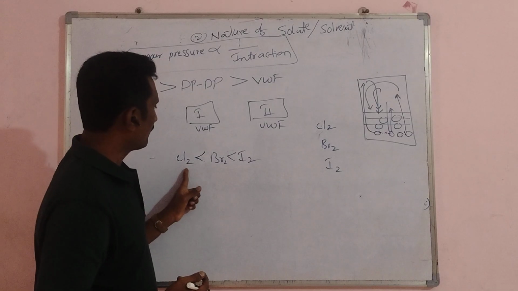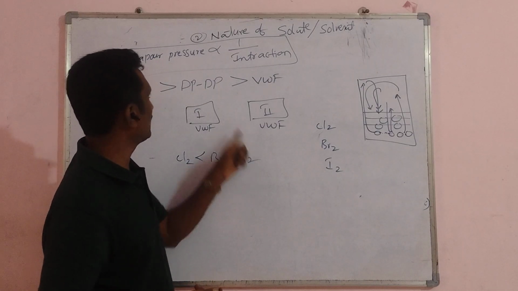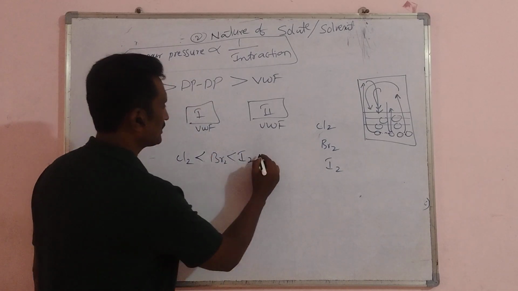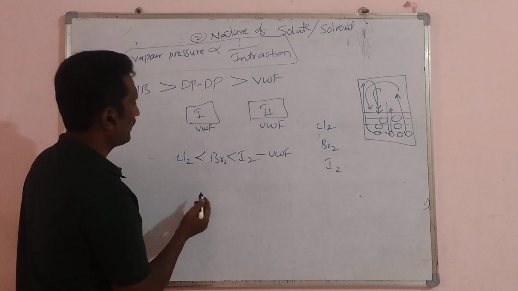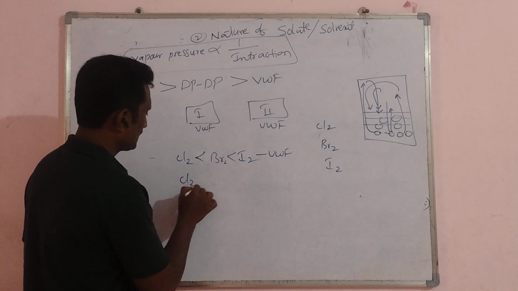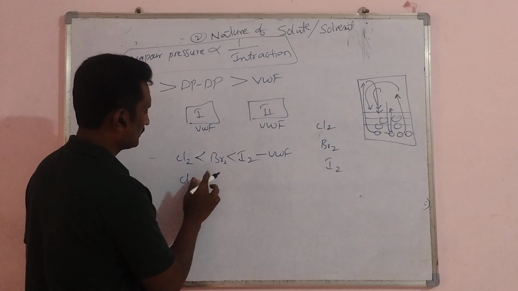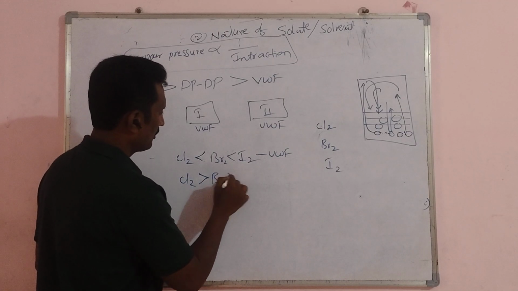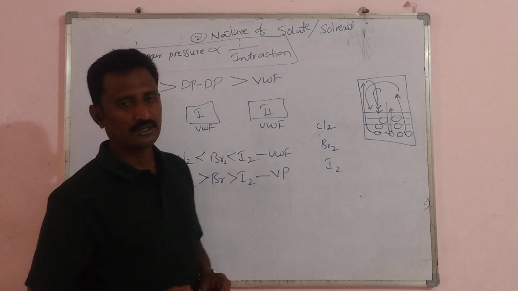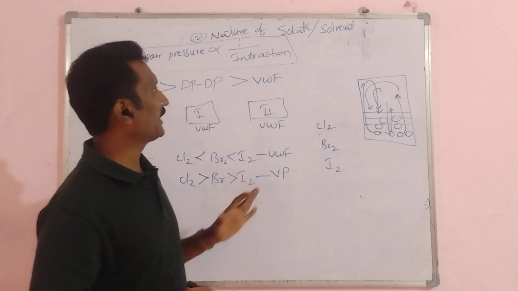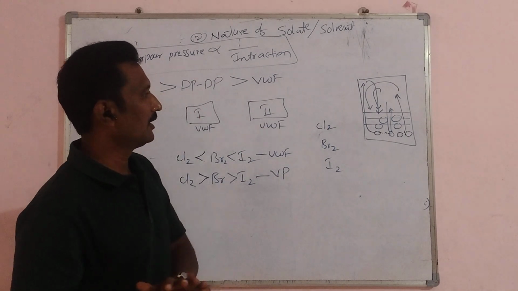If van der Waals forces increase, automatically vapor pressure decreases. So this is the sequence of van der Waals force. Again, the order of vapor pressure is Cl2 greater than Br2 greater than I2. This is the order of vapor pressure. So this is the topic: factors affecting the vapor pressure.